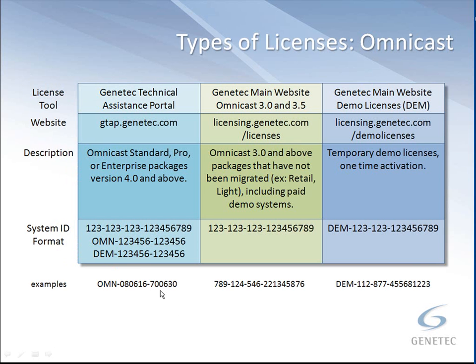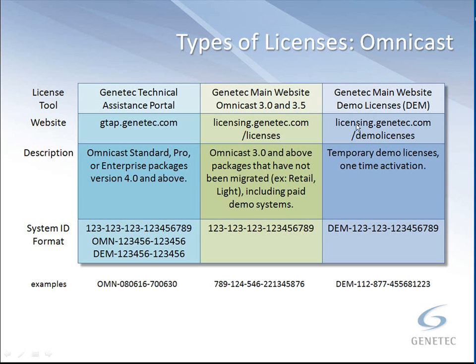Now the first thing we should look into are the different types of licenses, and the differences between them and where we need to go to activate them. We'll cover the actual activation process later on, but it's important to know where to license the software depending on the system ID. So we're going to cover Omnicast first, and we'll take a look at this for Security Center in a couple of minutes.